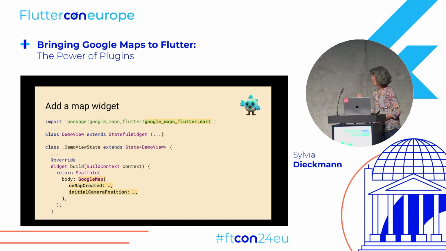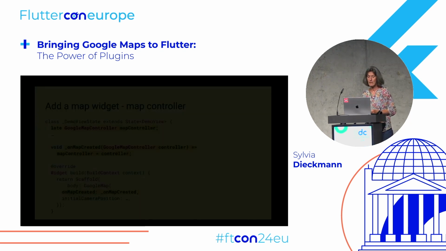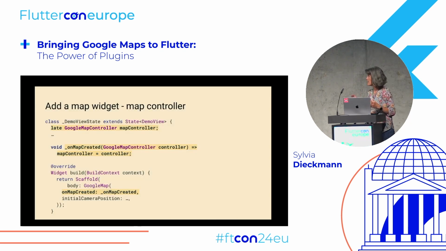This Google Maps widget can get a list of different arguments, but there are really two that are at the minimum interesting to me: on map created and initial camera position. On map created allows you to get control of a maps controller. This controller is created by the Google Maps widget, but then it gets passed out, and I can get control of it and save it and then use it later to, for example, interact with my markers or my polyroutes and so on. That's what I'm doing here with this callback function, on map created.